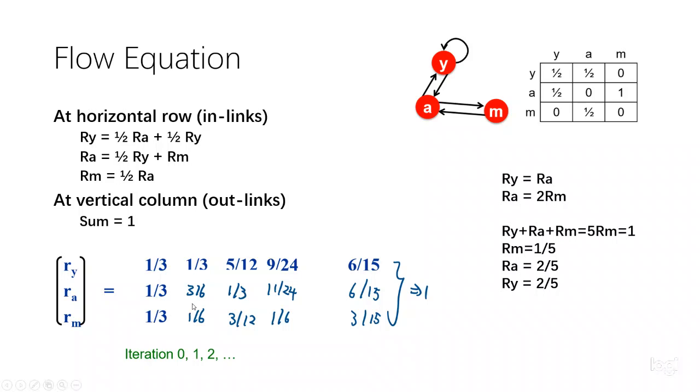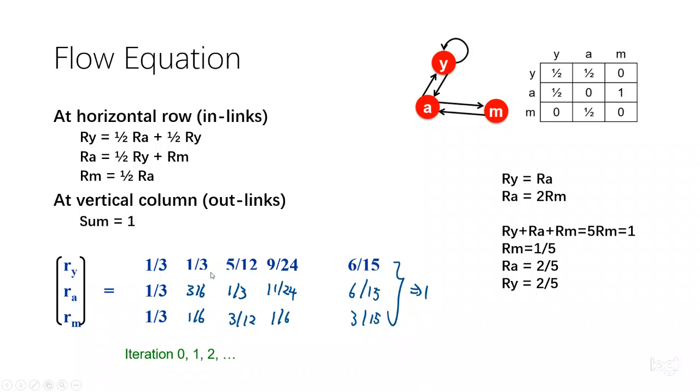Looking at ra, it equals 1/2 ry plus rm. Therefore, it's 1/2 times 1/3 plus 1/3, which is 3/6. For rm, it is 1/2 ra, therefore it's 1/3 divided by 2, which is 1/6.